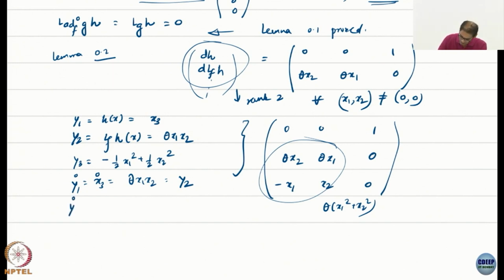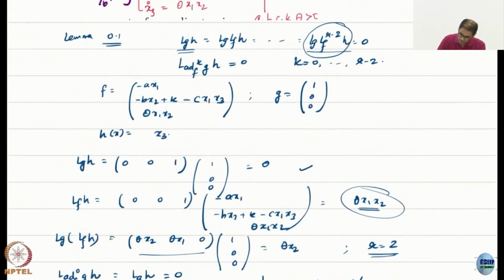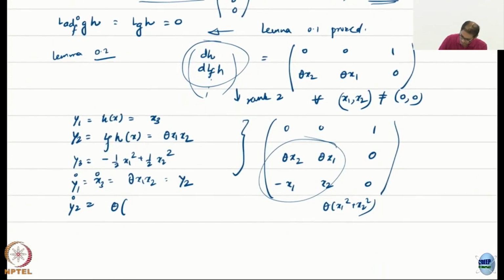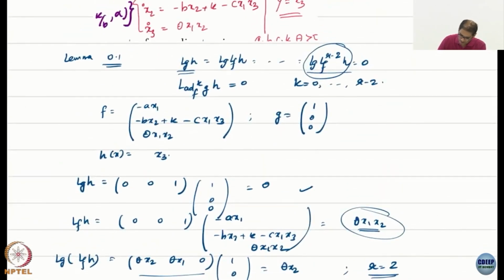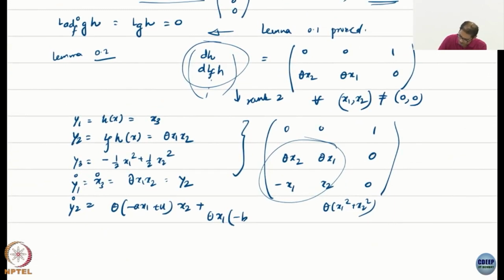What is y2 dot? Y2 dot is the derivative of theta x1 x2. So that is theta x1 dot, which is minus ax1 plus u, times x2, plus theta x1 times x2 dot, which is whatever, minus bx2 plus k plus cx1 x3, right? Something funny. The only thing is my control appears here. Again, it's very difficult to actually write this in terms of y1, y2 and y3, so I am not even going to attempt this. But the control appears here, that is the good thing.